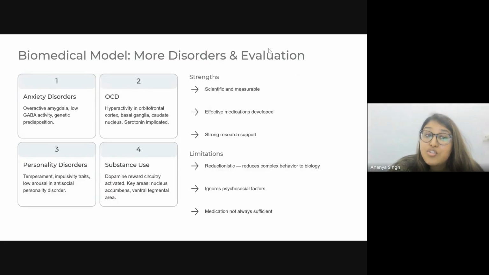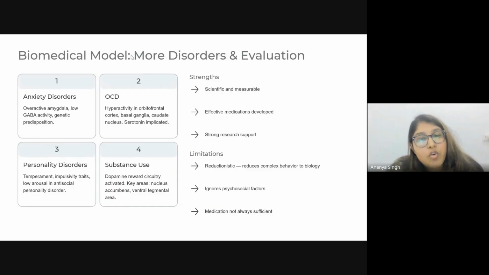Personality disorders: traits are largely inherited, such as temperament, impulsivity, and antisocial personality. BPD has great research in terms of genetic inheritance of personality disorder. Substance use, of course, involves dopamine, which is mainly involved in the reward circuitry. That is the main neurotransmitter implicated. The key areas involving the dopamine circuitry are the nucleus accumbens and the VTA, ventral tegmental area.